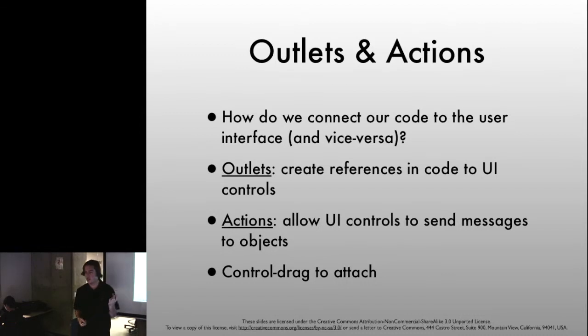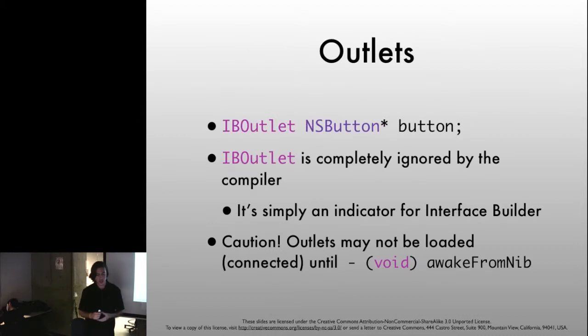And then an action is a way for you to specify when something happens to a control, what to do. Basically, it's like what object do you want to send a message to, and what message do you want to send when something happens to that control. And Xcode and Interface Builder have a really neat control drag interface to attach these, and I'll show you those in a second.